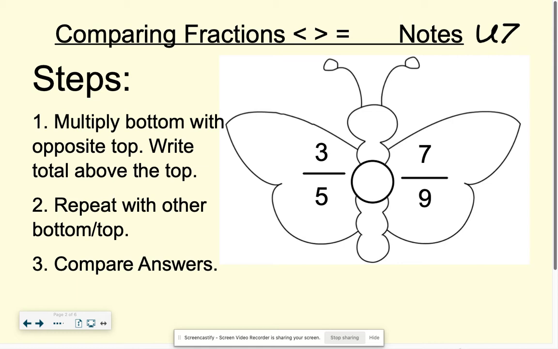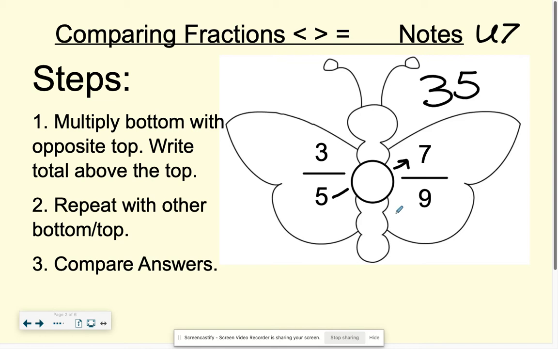Comparing fractions: less than, greater than, equal. Steps. First, you're going to multiply the bottom with the opposite top. So we have 5 on the bottom. We're going to multiply it with the opposite top number. So 5 times 7. 5 times 7 gives us 35. So we're going to write it up here by the antenna.